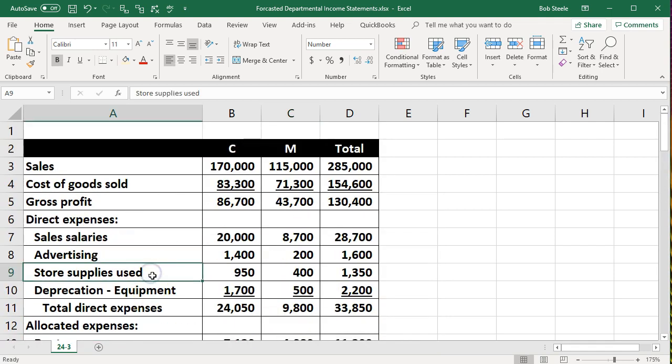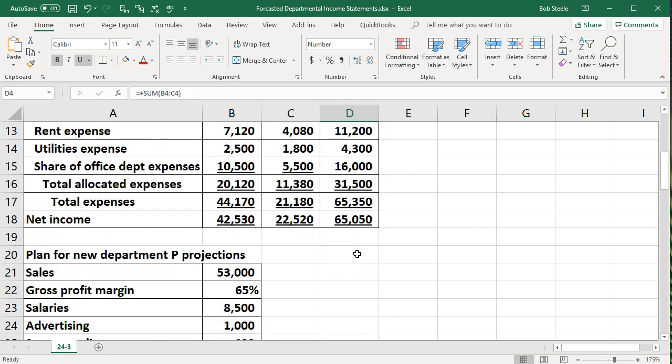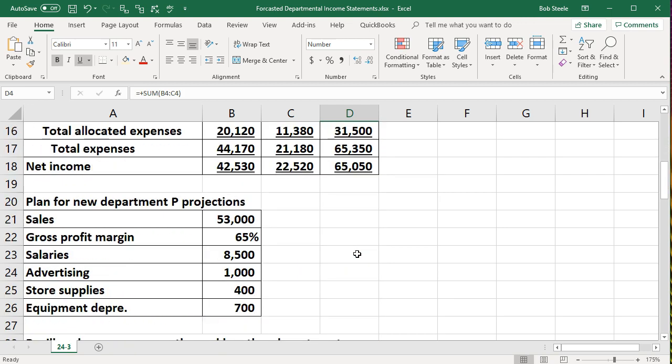We're going to start off with our prior year number. So here's our prior year income statement when we only had the two departments, C and M. Here's the total. Here's the sales, the cost of goods sold, our normal type of income statement setup and format. Then we have the plan for the new department. That's going to be Department P.